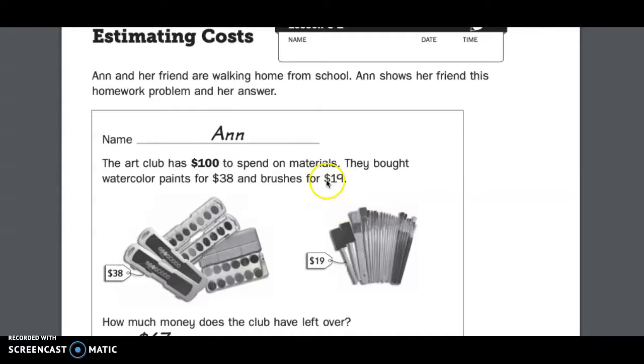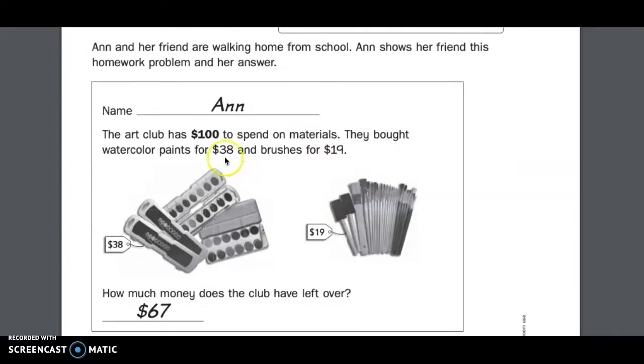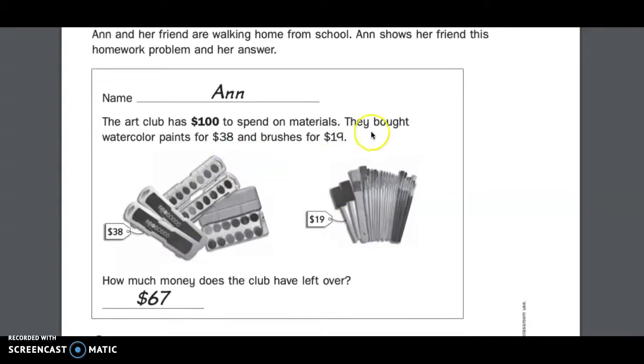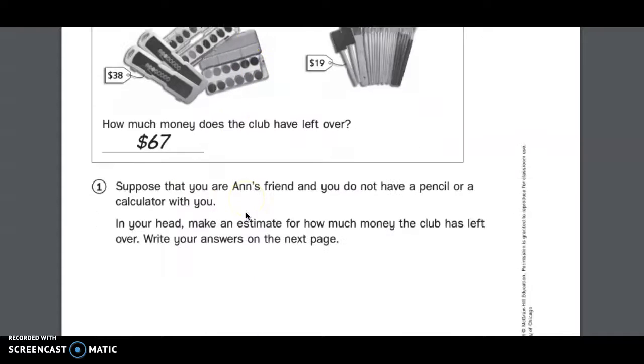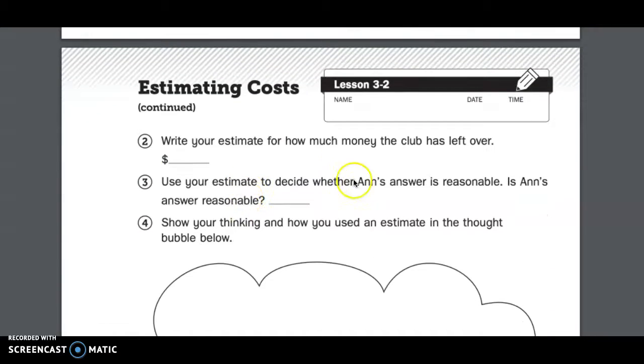And you need to round 19. I have the ones place and the tens. So you're going to round to the tens place. Figure out what those two are rounded. But that's how much they spent altogether. So once you round them, you're going to have to put those materials together. So you're going to have to add them and take them away from how much the club had. So how much do you think the club has left over?